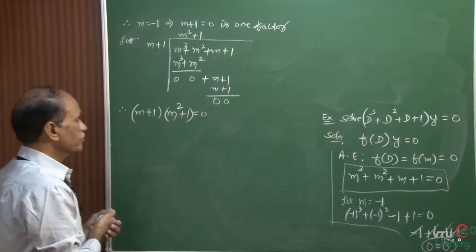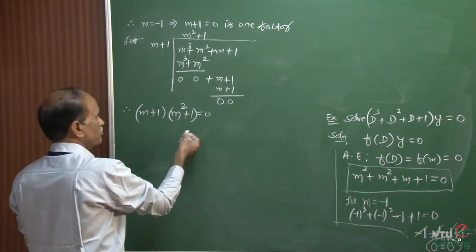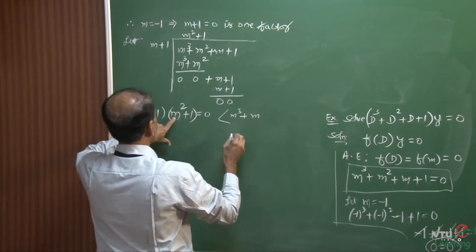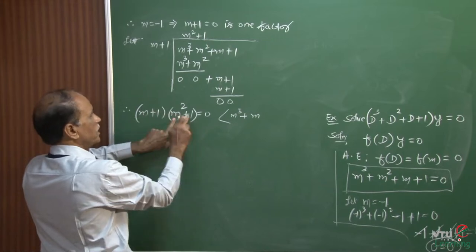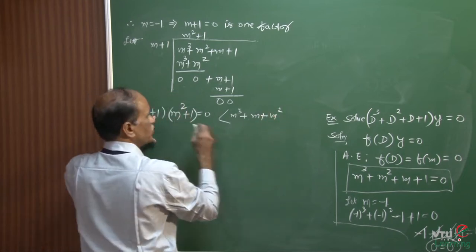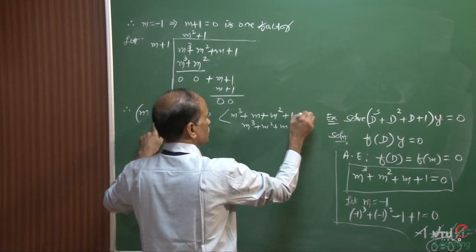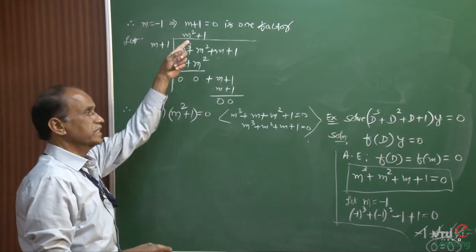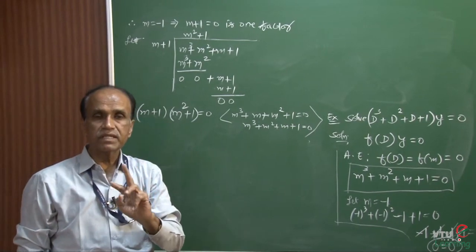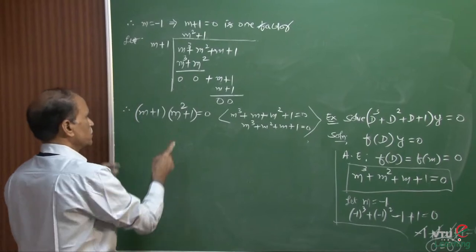Therefore, two factors you are getting. If you multiply, you must get back the same original given function. For example, if you want to check this, m cube, and 1 into m is plus m, and here m square, here m square, and 1 into 1 is plus 1. Therefore, m cube plus m square plus m plus 1 equal to 0. Then your division is correct. Therefore, m plus 1 and m square plus 1 will be the two factors. One is linear and the other one is quadratic. Linear is m plus 1, and quadratic is m square plus 1 equal to 0.